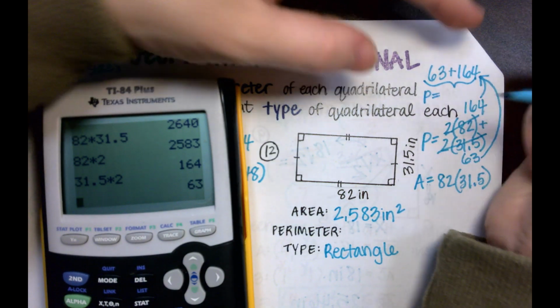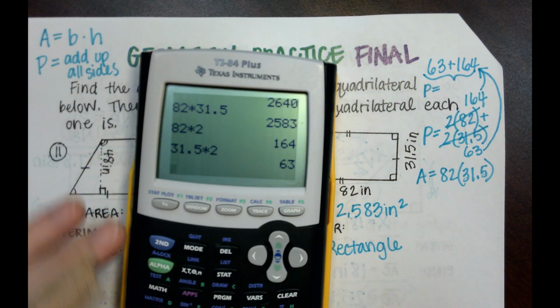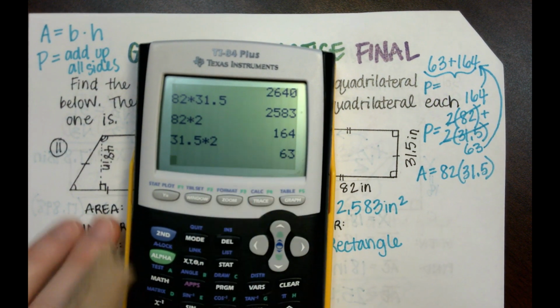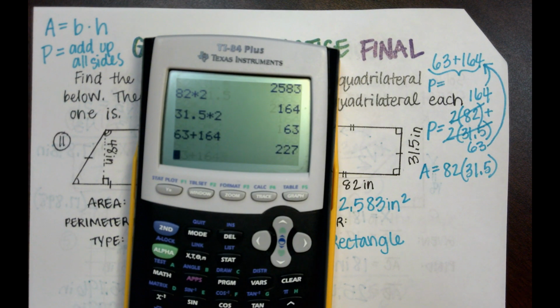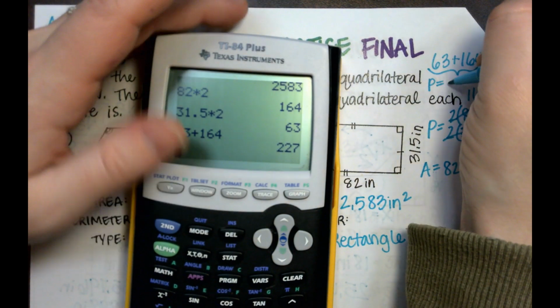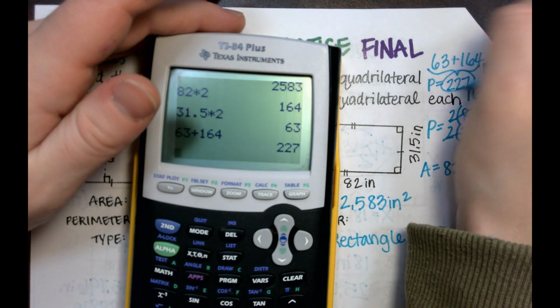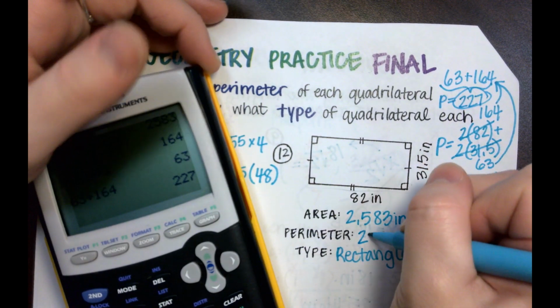That's why I like this calculator so much. I know, it's nice to be able to see what you've typed in. And then you can just go up and put your symbol and do it again. Okay, what I got was 227. Perfect, that's exactly what I got. 227 inches.